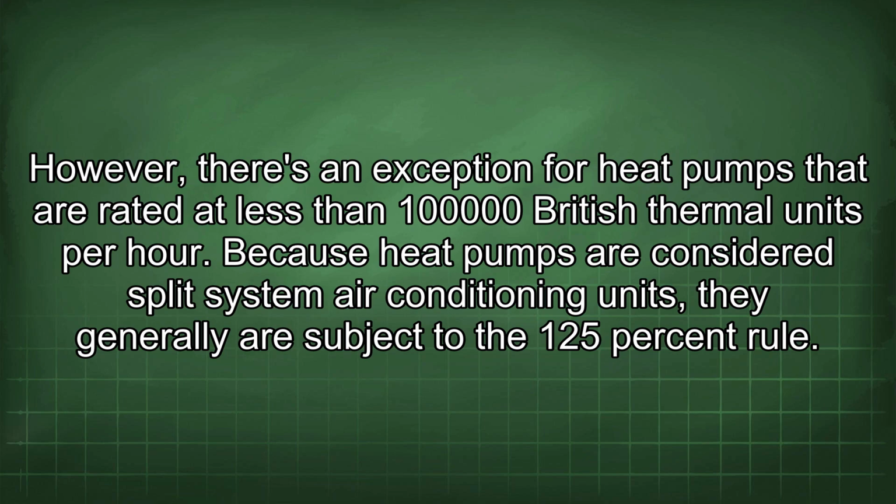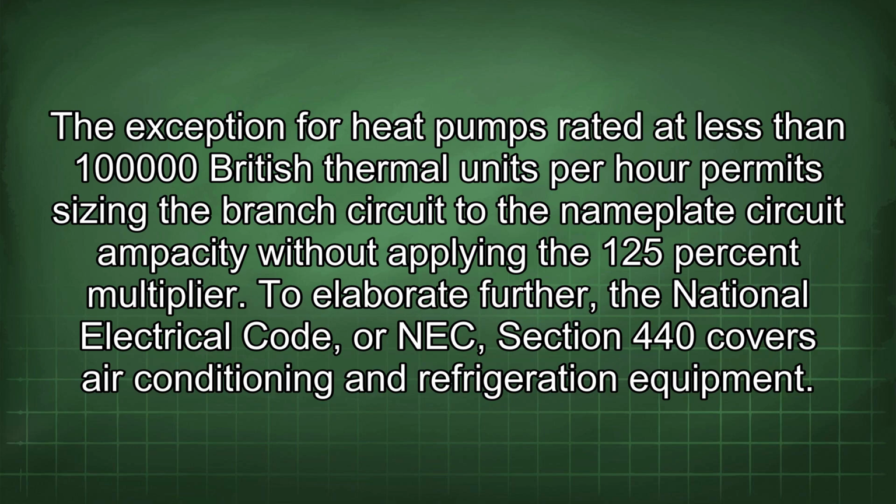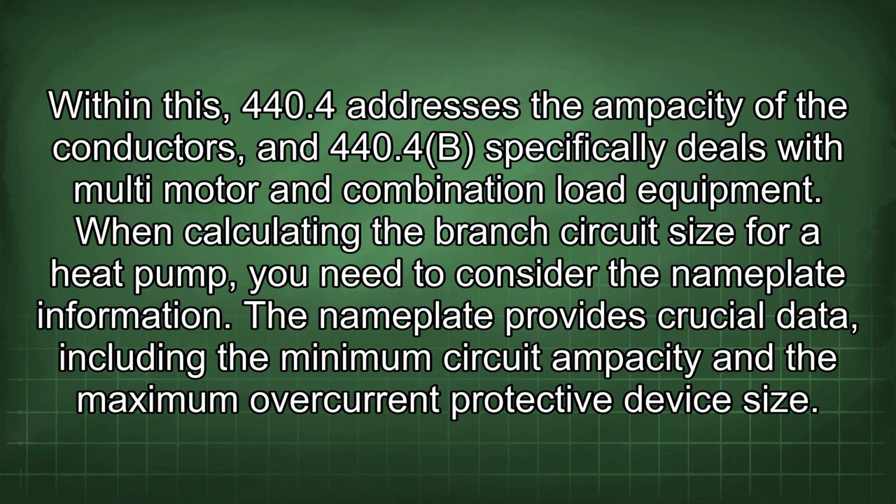Because heat pumps are considered split-system air conditioning units, they generally are subject to the 125% rule. The exception for heat pumps rated at less than 100,000 British thermal units per hour permits sizing the branch circuit to the nameplate circuit ampacity without applying the 125% multiplier. To elaborate further, the National Electrical Code, or NEC, Section 440 covers air conditioning and refrigeration equipment. Within this, 440.4 addresses the ampacity of the conductors, and 440.4b specifically deals with multi-motor and combination load equipment.